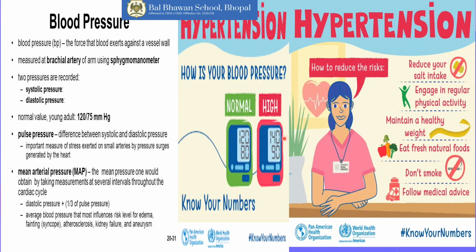Now the question arises how to control hypertension. There are ways by which we can control it. First is to reduce the salt intake. Then you need to have proper regular physical activity, maintain a healthy weight, do not smoke, follow whatever medical advice is given, and eat fresh natural foods.